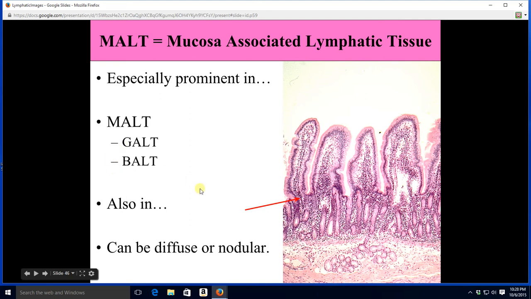We also have BALT, not pictured here. The B in BALT stands for bronchi, which is the plural of bronchus, which are your big airways in your lungs. And they're what branch off your trachea. We're also going to find these in our other tracts as well, and in other organs too. And of course, it can be diffuse or nodular. It can be packed together as follicles or spread out.